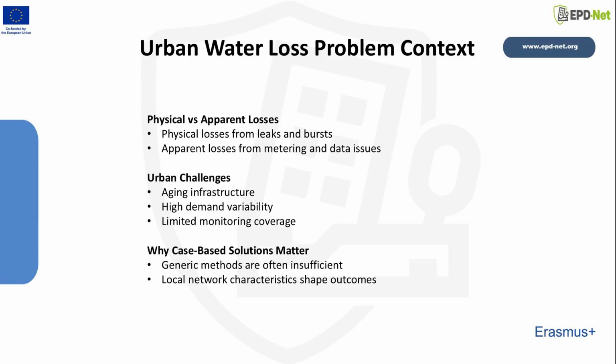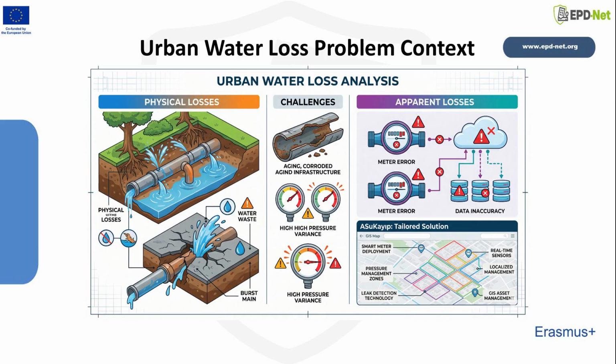Cities face several challenges that intensify water loss problems. Aging infrastructure increases the likelihood of failures, while high variability in demand creates fluctuating pressure conditions that stress network components. In many cases, limited monitoring coverage makes it difficult to detect losses early and accurately. Because of these challenges, generic or purely theoretical solutions are often insufficient.